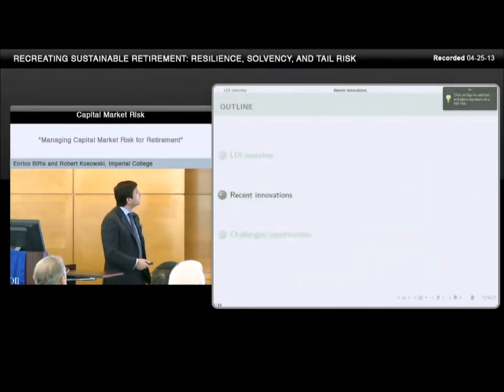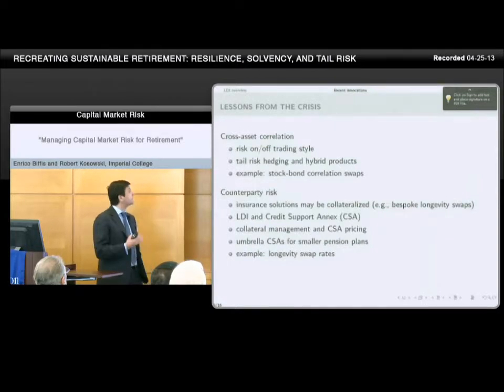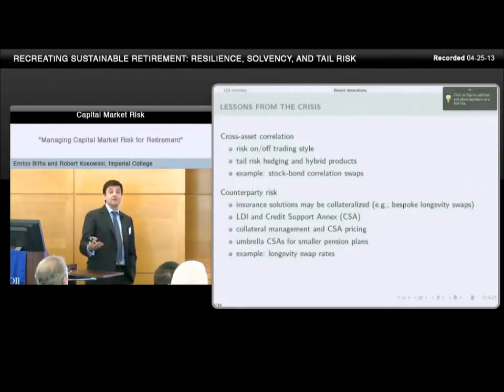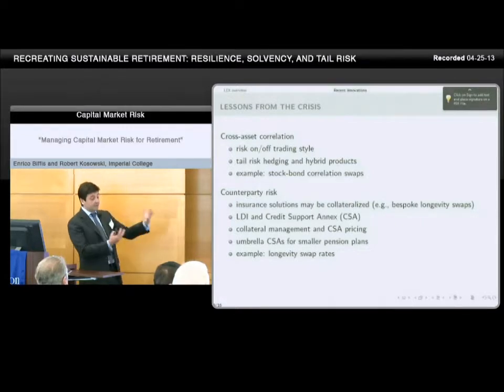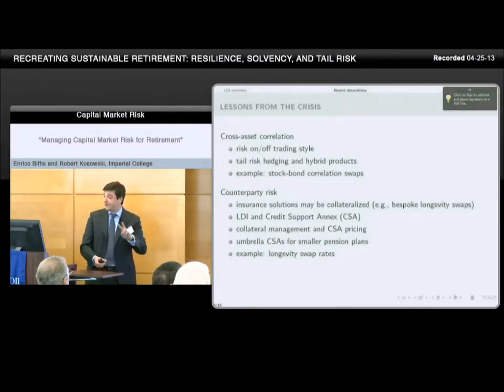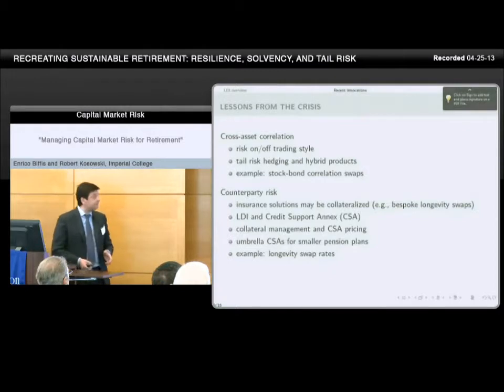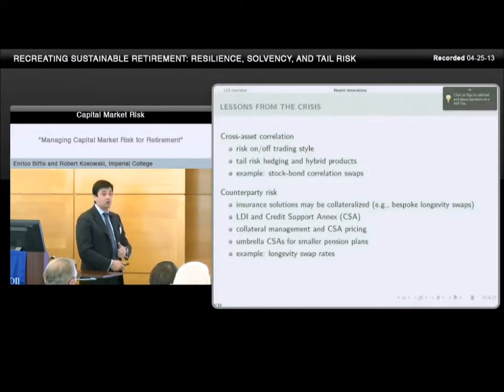Then, of course, how about recent innovations? Because the crisis must have taught something. Some people may have felt like they missed out, given the bond bubble and so on. LDI may look a little bit expensive now, but at the same time the crisis has spurred a number of innovations. Just two things I'd like to mention. One is greater awareness about cross-asset correlation and the opportunities it can provide.